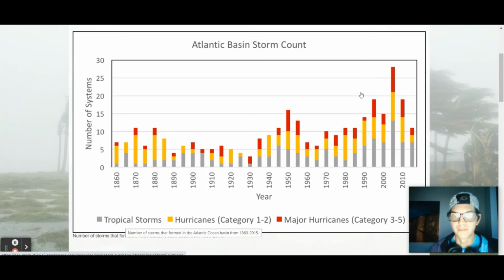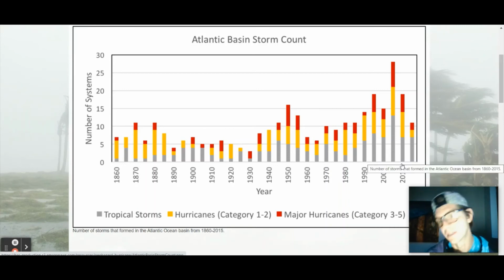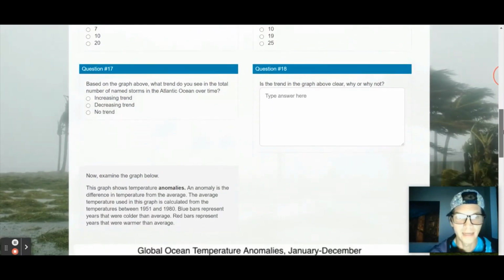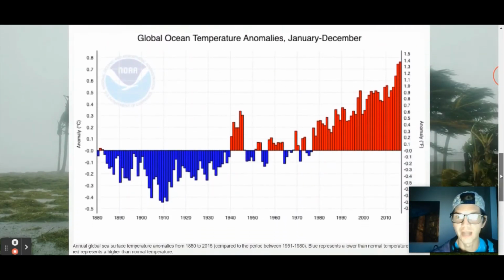So a lot of people have said that this does correspond to an increase in global temperature, which we're going to be looking at on the next slide. So again, just looking at this data here, we see within the past 30 years or so, an increase in the amount of hurricanes that we're seeing, with the highest number being here between 2000 and 2010, which would be 2005. So go ahead and answer these questions, and then we're going to take a look at the temperature anomalies.